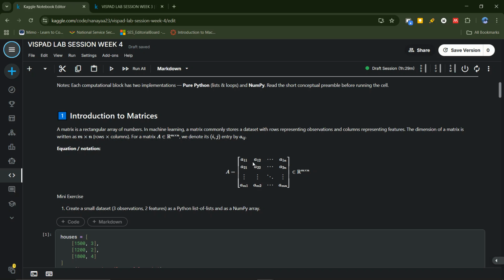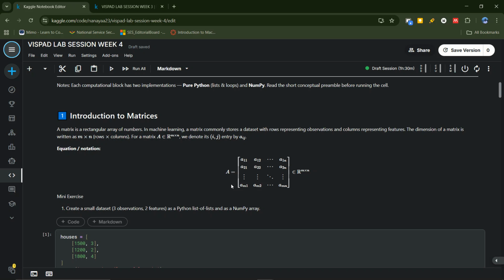In case you are confused, rows are horizontal, sorry, and columns are vertical. So for a matrix A with m times n entries, we denote its ij entry by a_ij. You can see a whole matrix over here, so we have capital A equal to this whole square bracket.